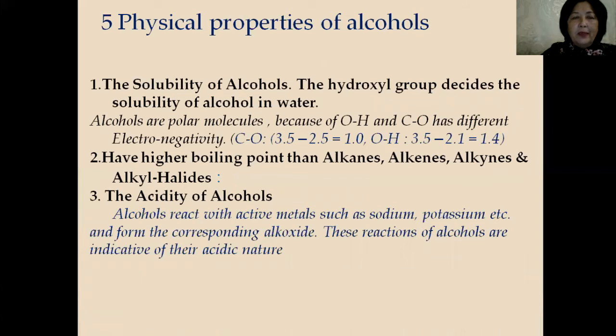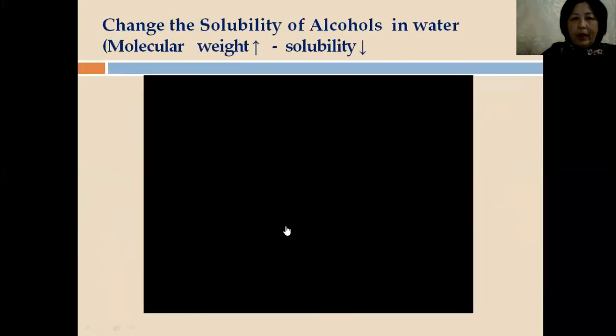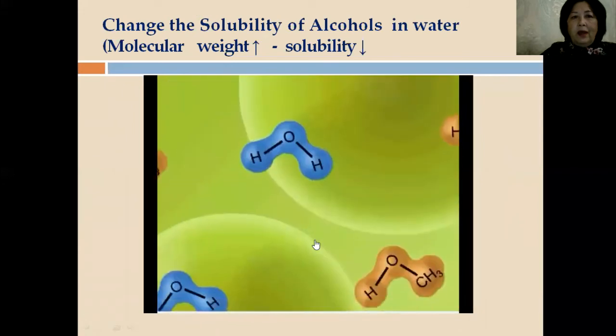Next part, physical properties of alcohols. The solubility of alcohol: the hydroxyl group determines the solubility of alcohol in water. Alcohols are polar molecules because the OH bond and the CO bond have different electronegativity. Second property, alcohols have higher boiling points than alkanes, alkenes, and alkyl halides. And third, alcohols are acidic. In the next video, you can see the change of solubility.